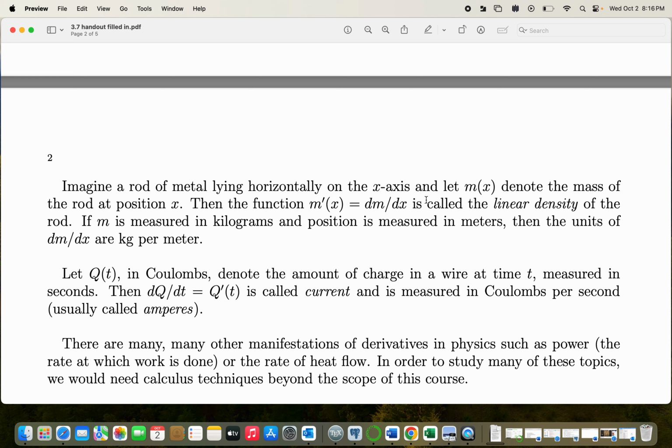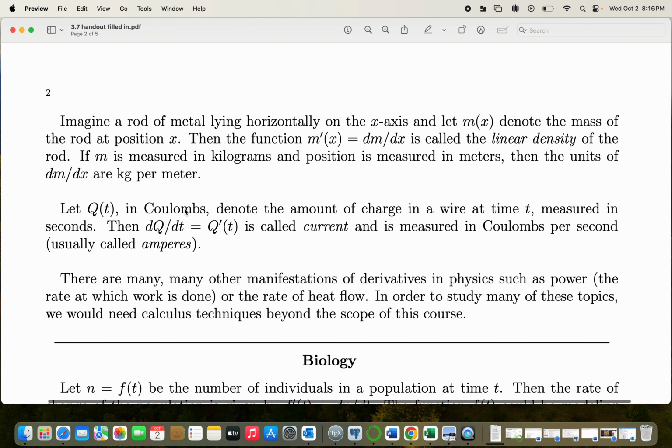So this m prime is like velocity on some level. I mean, the word velocity makes no sense here, but you're measuring how mass changes with respect to position. So instead of meters per second, it's kilograms per meter, but it's the same idea. If you have charge in a wire at time t, so charge depends on time, then dq dt is the current measured in coulombs per second, usually called amps. Current is measured in amps.